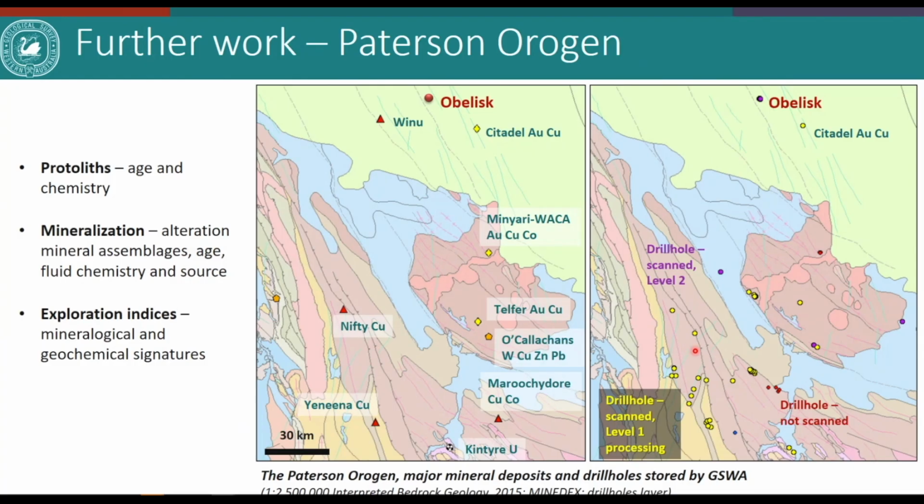On the right-hand side here are some of the drill holes that we are interested in, colored by their level of scanning with a HyLogger. The red dots indicate they are diamond drill holes that have not been scanned. The yellow ones indicate holes that have been scanned to level 1 processing, whereas the purple have been scanned to a high level of interpretation.